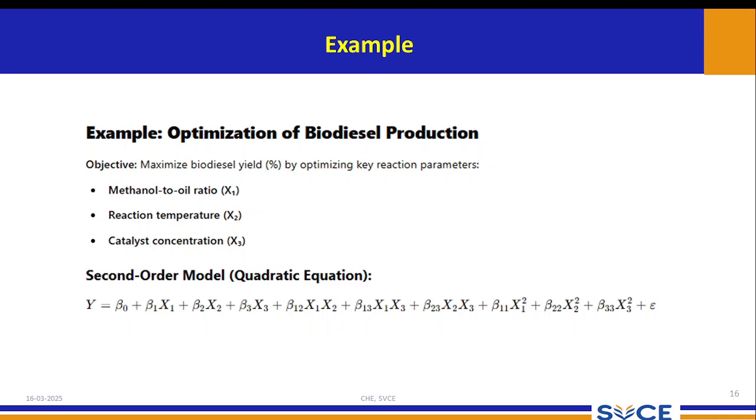So x1, x2 and x3 are independent variables along with the coefficients beta 1, beta 2 and beta 3 respectively. The interactions between the variables, x1 x2, x1 x3 and x2 x3, are denoted along with the coefficients beta 12, beta 13 and beta 23 respectively. The terms x1 square, x2 square and x3 square represent the quadratic effect, with the coefficients beta 11, beta 22 and beta 33. This is a second order model with a quadratic equation.